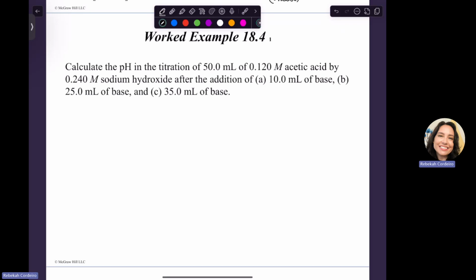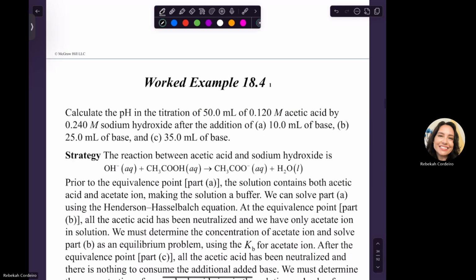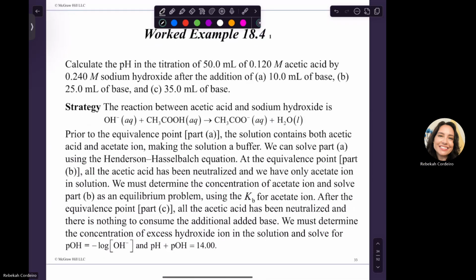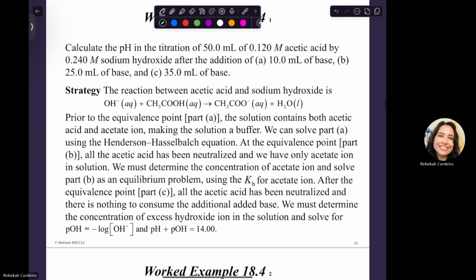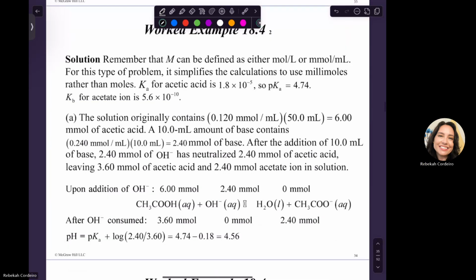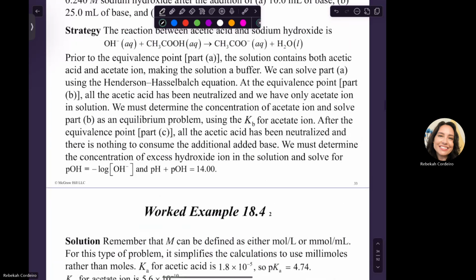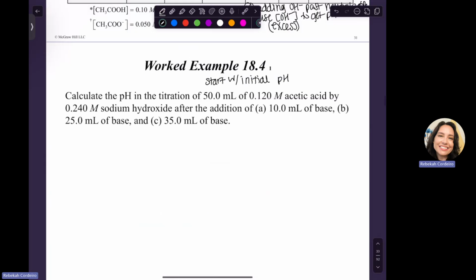I'm going to add this in. Start with initial pH. And then essentially you could make your own graph with this. So I want you to try it. Just get as far as you can. Look back at the examples. They didn't do the initial pH, but we can do that.